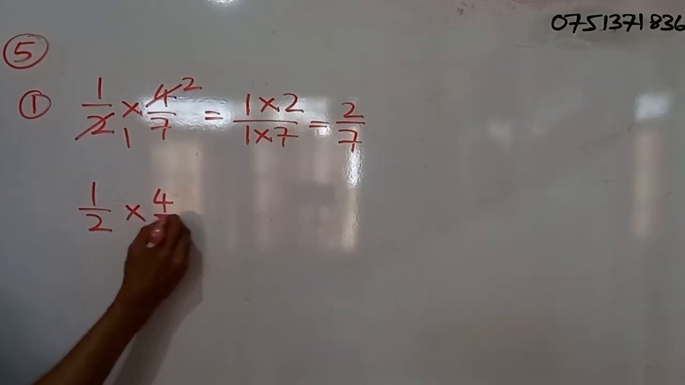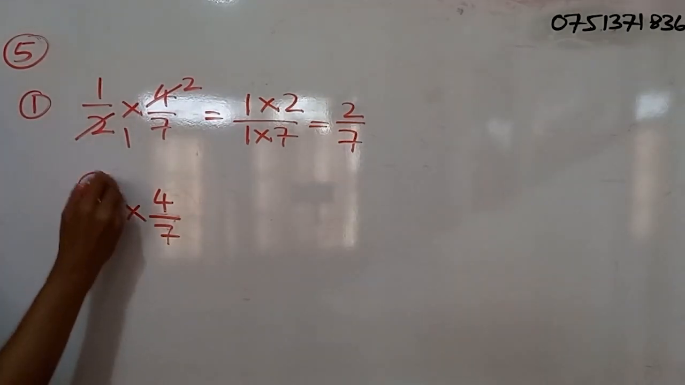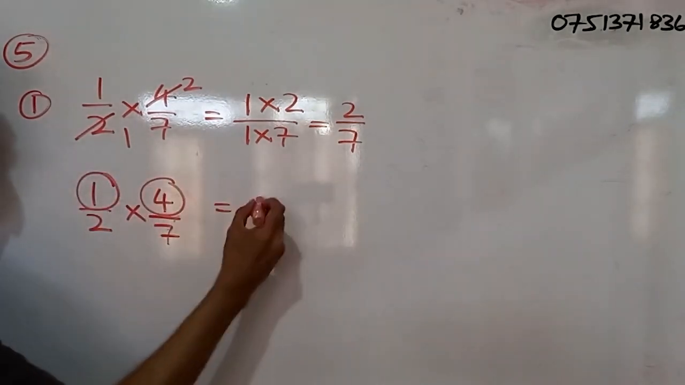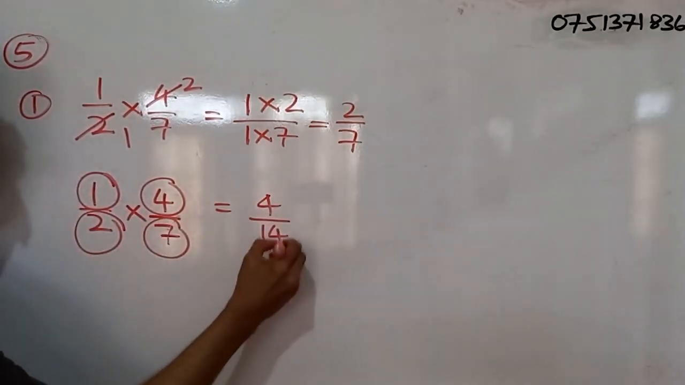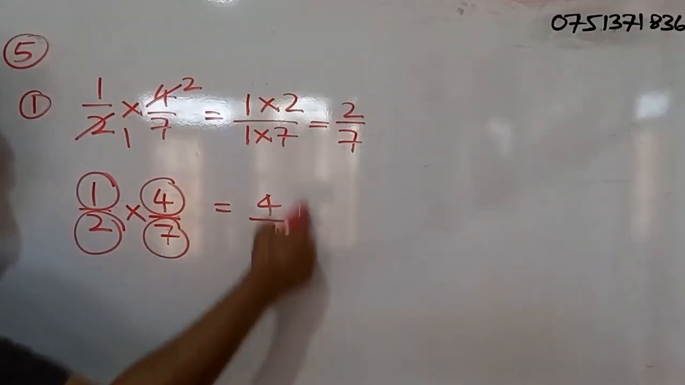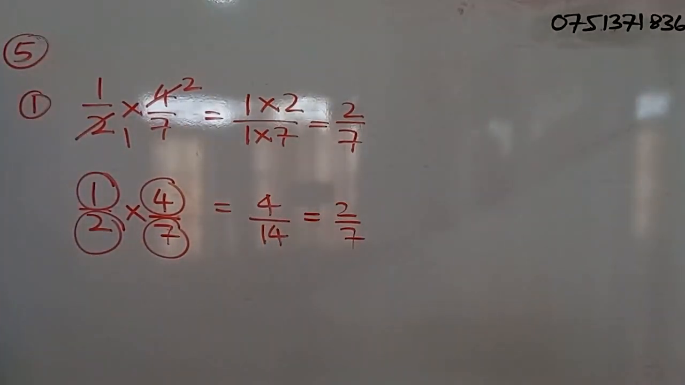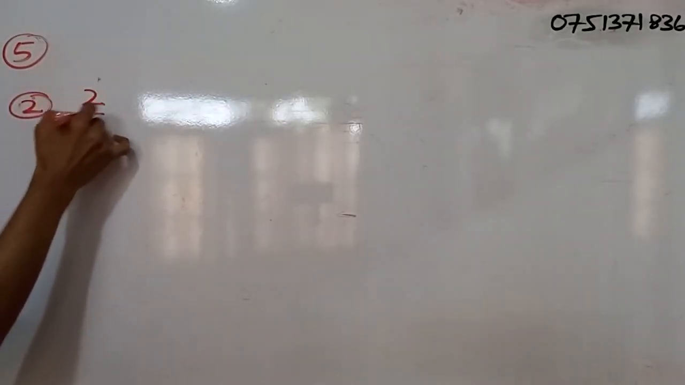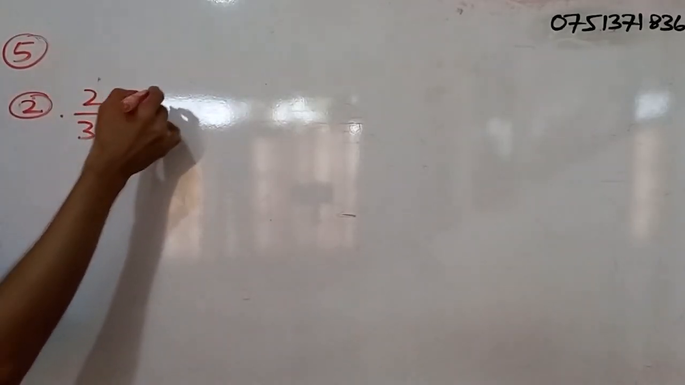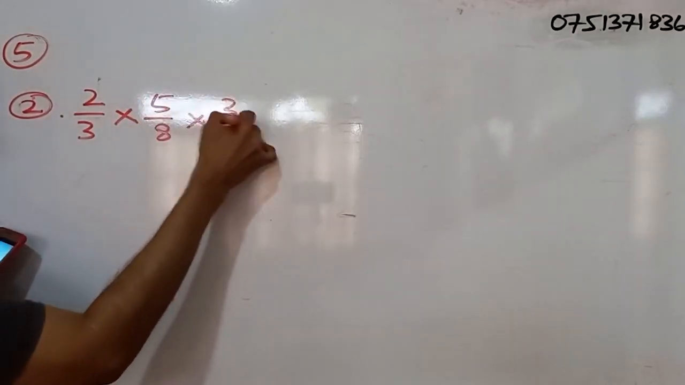1 by 2 multiplied by 4 by 7. So here we simply multiply the numerator by the numerator. So 1 times 4, we know that is 4. And the denominator by the denominator. So here we get 14. Now we have to simplify this answer. Then we get 2 by 7. We have 2 by 3 multiplied by 5 by 8 into 3 by 10.